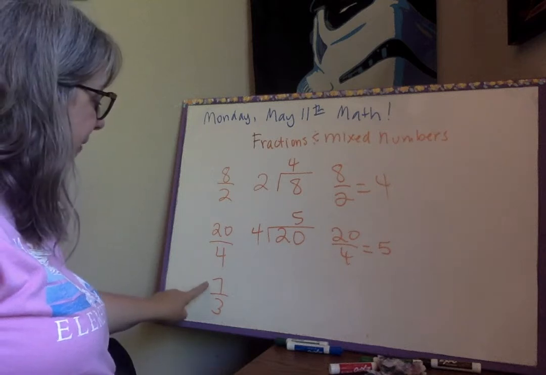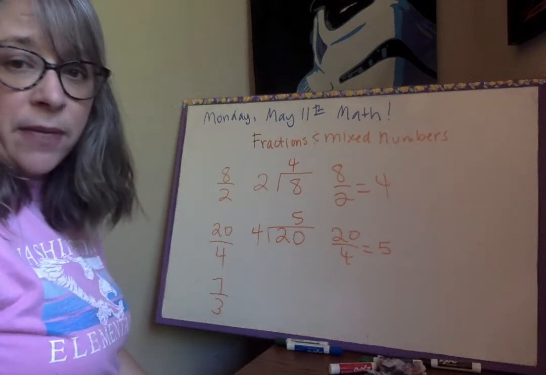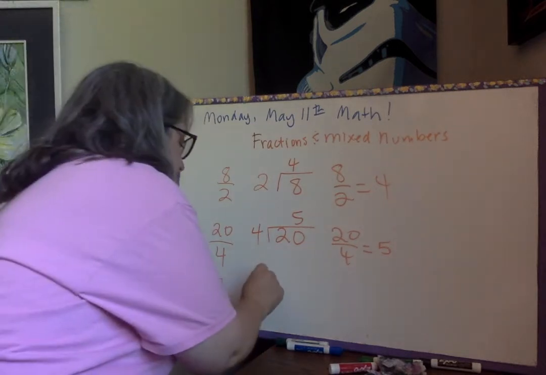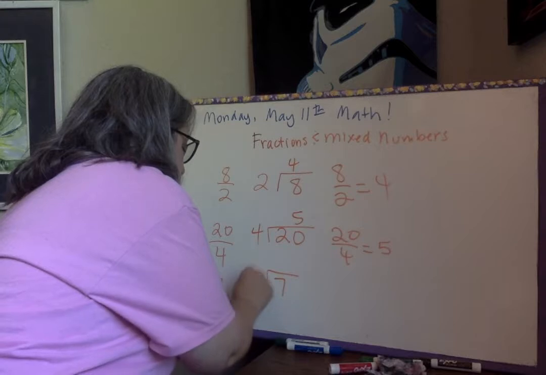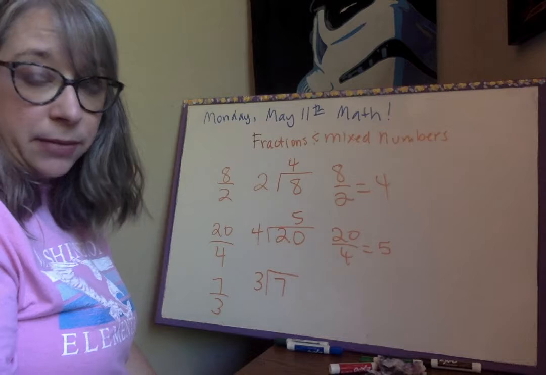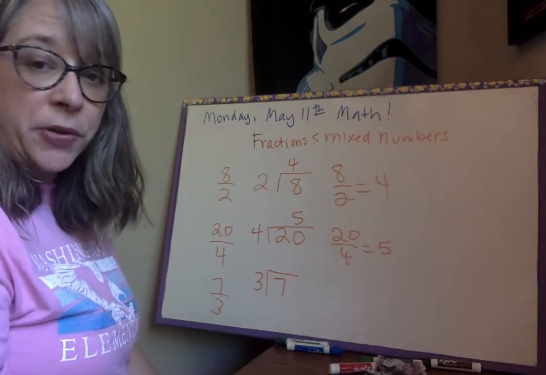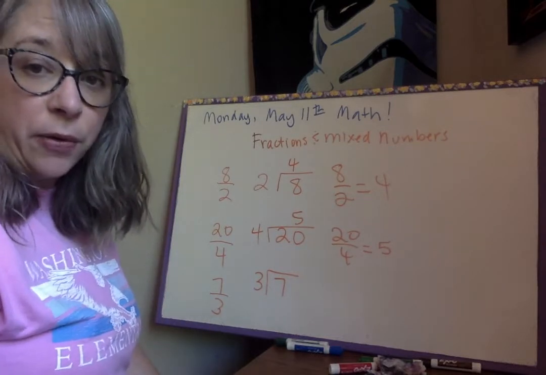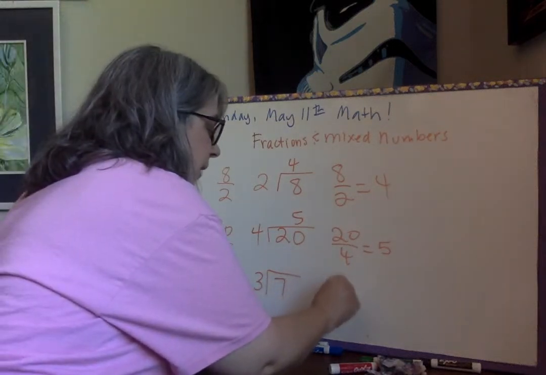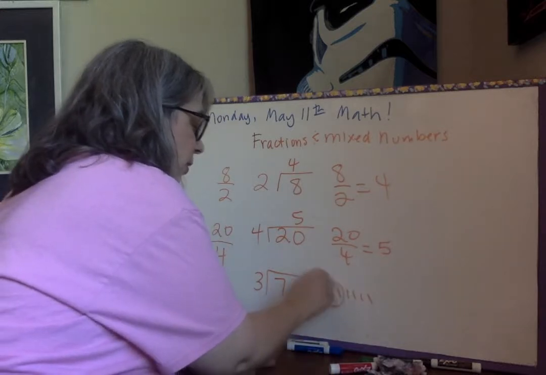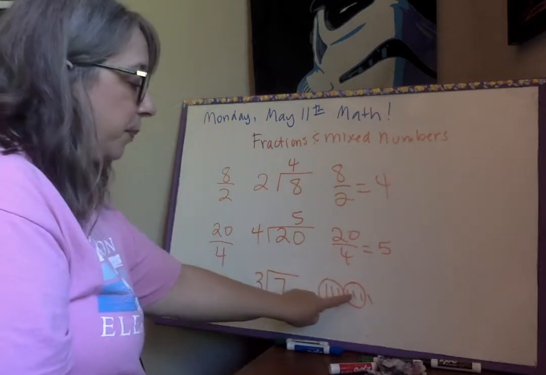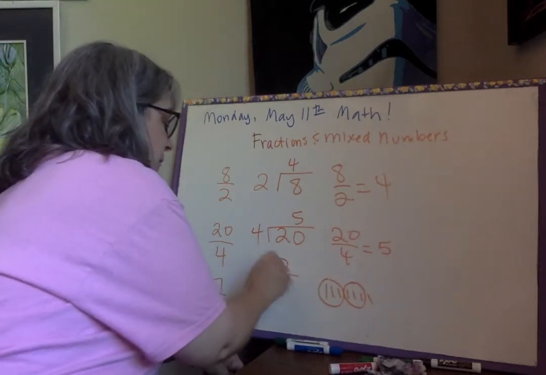Now down here we have 7 over 3. So 3 can't go into 7 evenly, so I'll show you what to do. We're going to say 7 divided by 3. 3 is not a factor of 7, so we have to get as close to 7 as we possibly can without going over. How many times can 3 go into 7 without going over? 1, 2, 3, 4, 5, 6, 7. Let's divide it into 3s. 1, 2, 3. 1, 2, 3. All right, 2. 3 can go into 7 2 times.